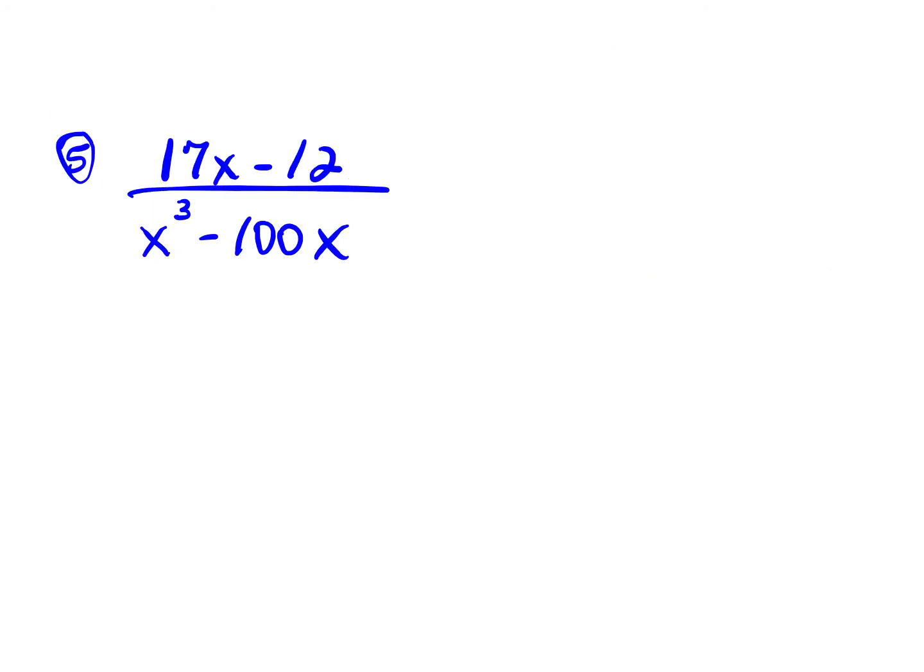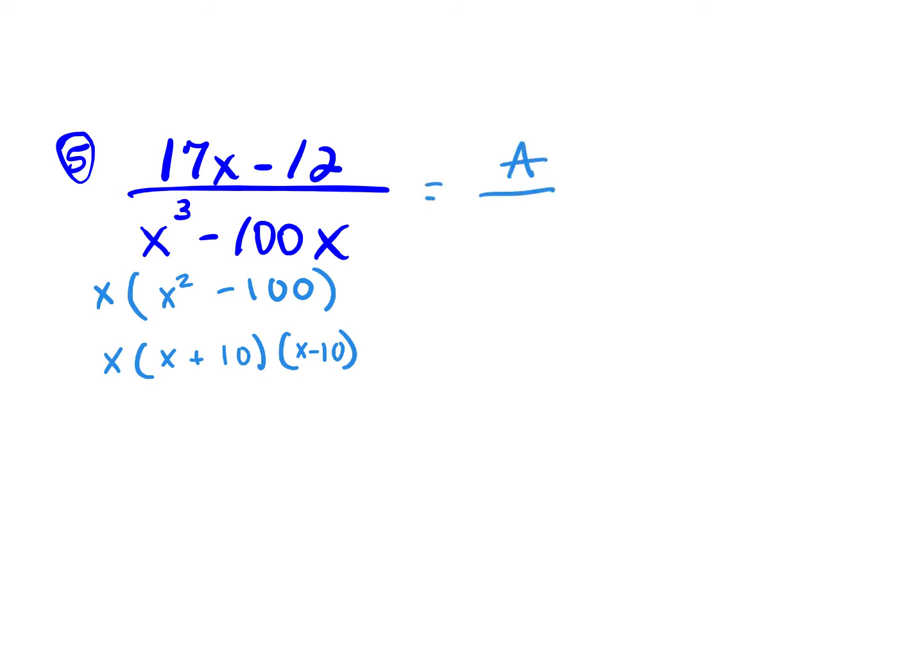Okay, so what's the first step? Take out the greatest common factor. So that would be x. What am I left with when I take out an x? X squared minus 100. Can I factor x squared minus 100? X plus 10, x minus 10. Since it's the difference of two perfect squares, it factors into x plus 10, x minus 10. So when I set up my partial fraction here, I have a over x plus b over x plus 10 plus c over x minus 10.